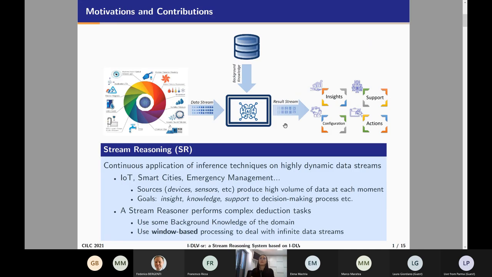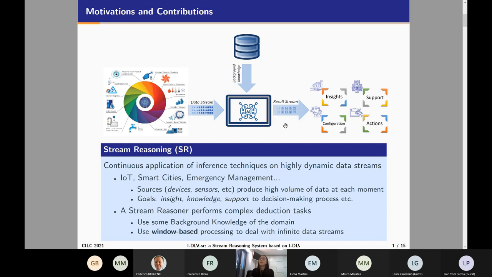So, when we talk about stream reasoning, we refer to the continuous application of inference techniques on highly dynamic data streams. Stream reasoning goes beyond data processing. Indeed, it applies a reasoning operation in order to get useful knowledge from the processed data. For this reason, it becomes relevant in contexts such as IoT, smart city, and energy management, all characterized by an environment rich of sources that at each moment produce a high volume of data.